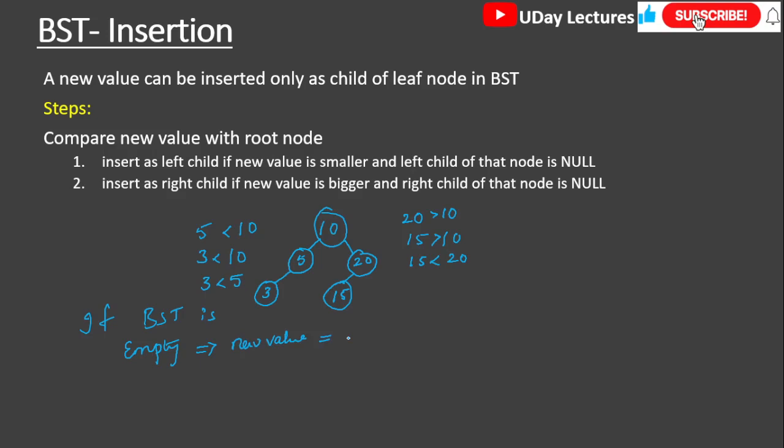So for example, if we are asked to insert 40, where this is the first element in the binary search tree, then we can make 40 the root node directly. We don't have to make any comparisons. So this is what this particular step means. Hope you understood this.